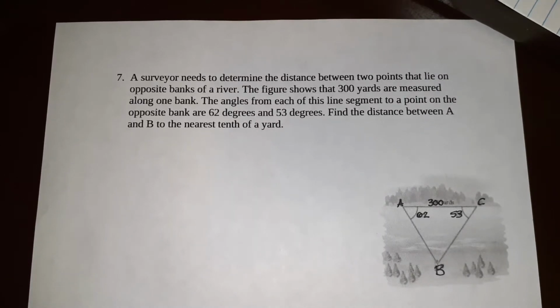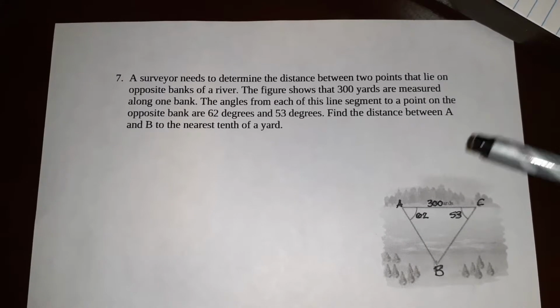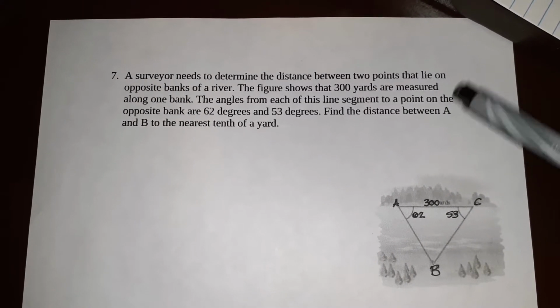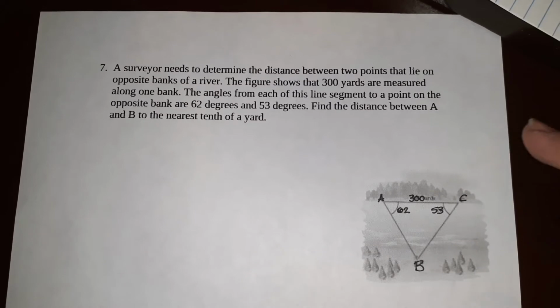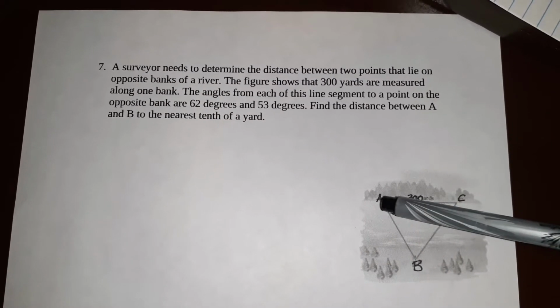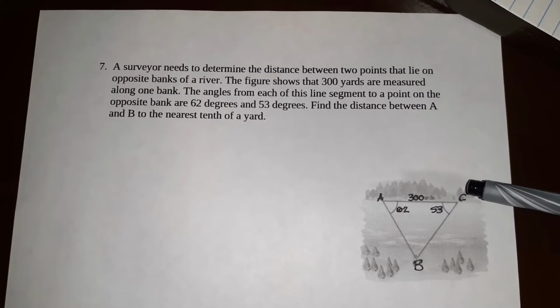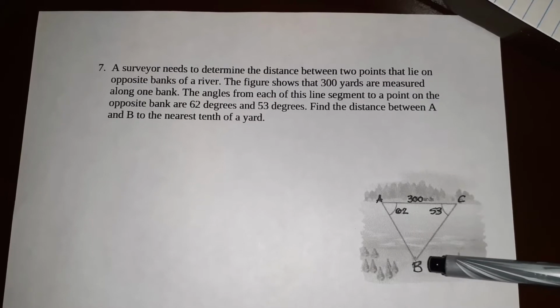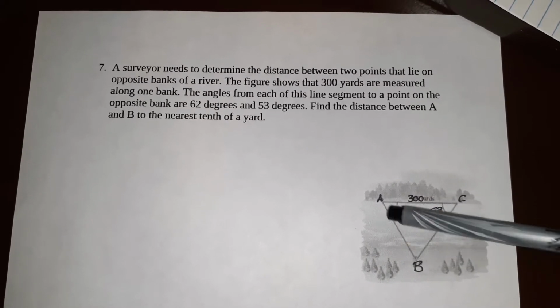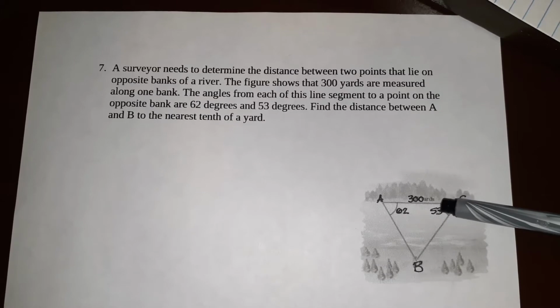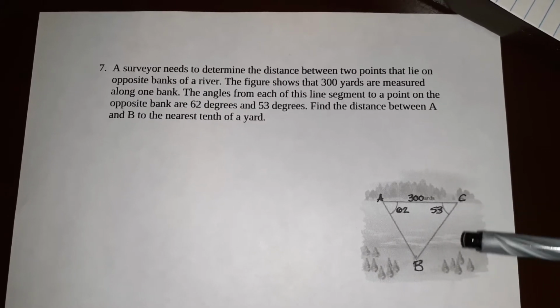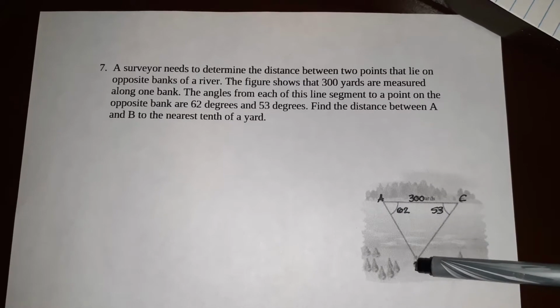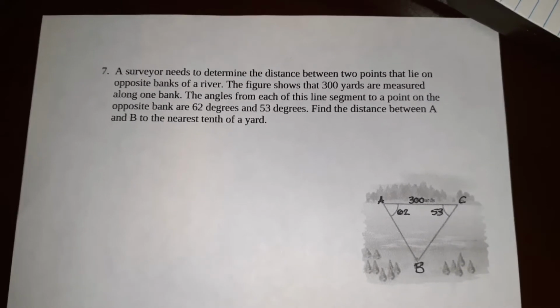All right, welcome back. So we're on question 7. Question 7 says a surveyor needs to determine the distance between 2 points that lie on opposite banks of a river. The figure shows that 300 yards are measured along one bank. The angles from each of those line segments to a point on the opposite bank are 62 degrees and 53 degrees. Find the distance between A and B to the nearest tenth of a yard.